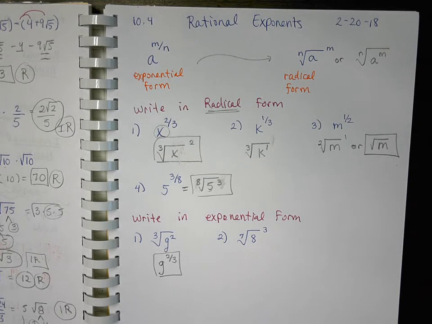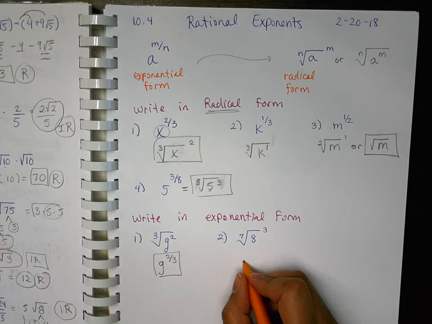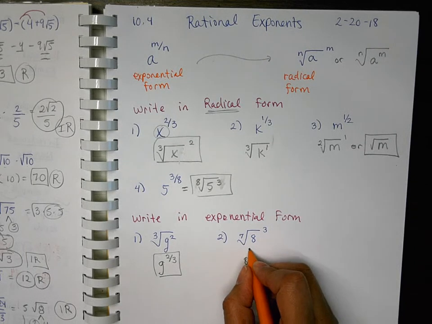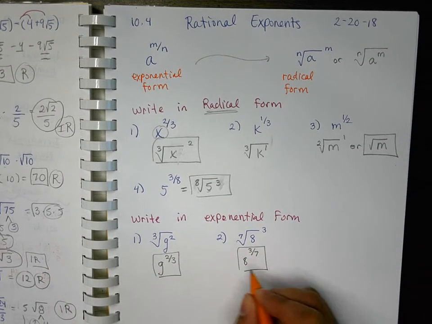Number 2: the 7th root of 8 to the 3rd. The 7th root of 8 to the 3rd. Rewrite it. I'll let you guys do that now. 8 raised to the 3/7? Yeah. Good job. Do you guys agree?